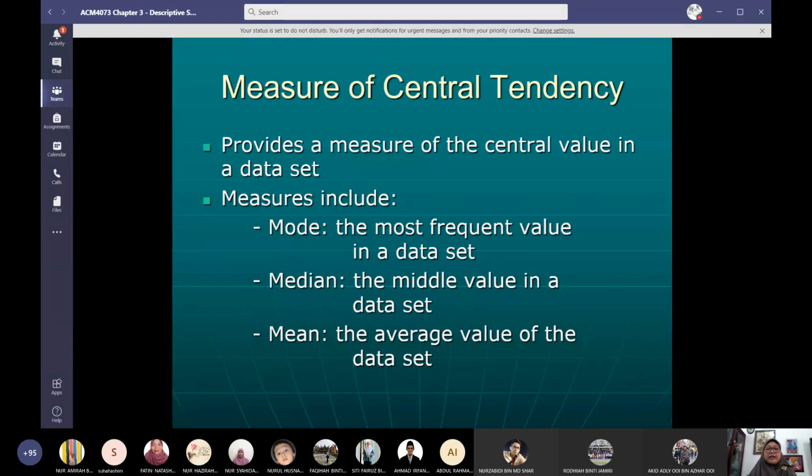This is what I mean by average, purata. What is the mean value of the data set? You must look at the calculation. You have to add all the numbers from the 50 respondents, and then you divide by 50. That is the mean of the data. Okay.